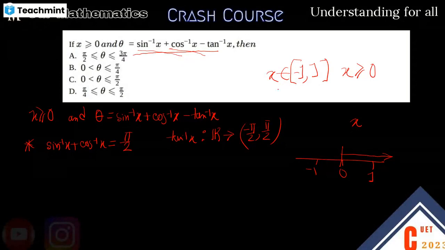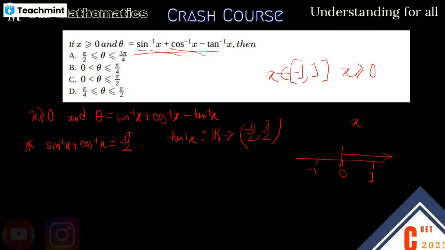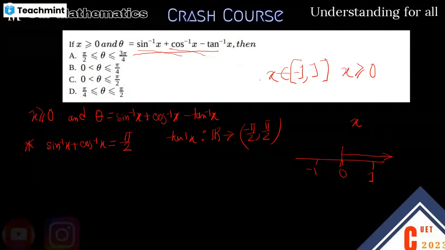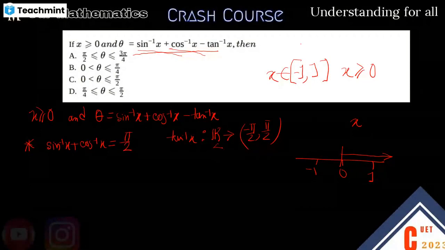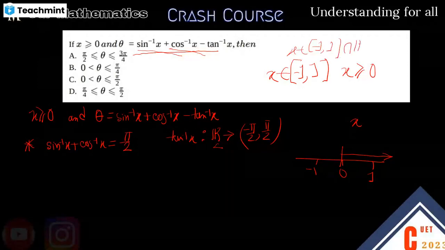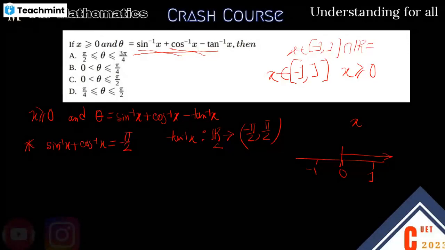Then we are given that since there is sine inverse and cos inverse, x must be in the domain of sine inverse x and cos inverse x, that is -1 to 1. And tan inverse's domain also must hold, that is x belongs to -1 to 1 intersection R, and what will their intersection be? It will be -1 to 1.